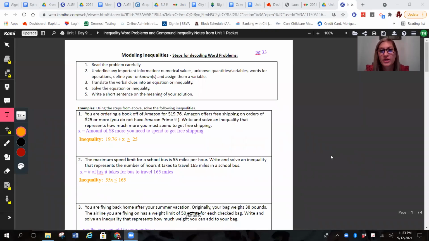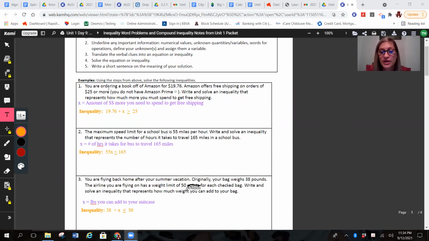Okay, guys, turn to page 33 in your Unit 1 packet for the last lesson on inequalities. Welcome, welcome, welcome. Okay, so we're going to model inequalities in some word problems. And here are some steps for you to follow in doing that.